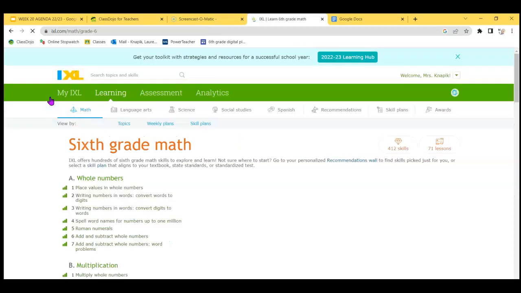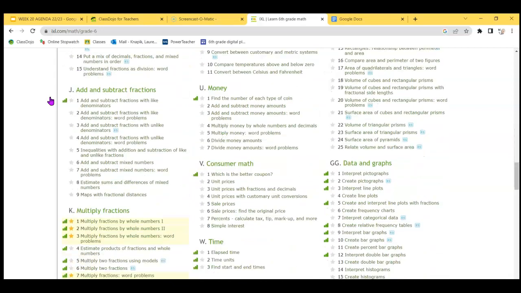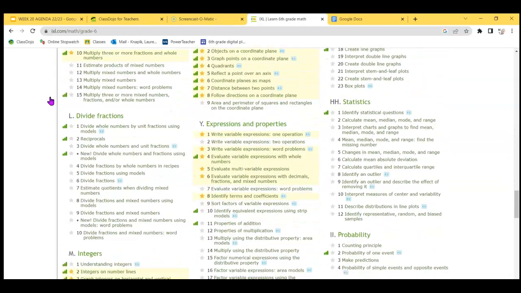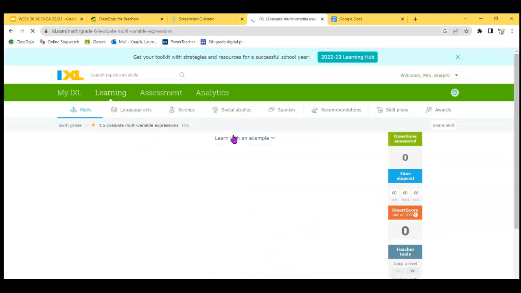Y5, on the other hand, is where you have multiple variables. So you have to be careful when you're reading through and rewriting your expression that you're making sure the right variable has the right value. So let's look at Y5.